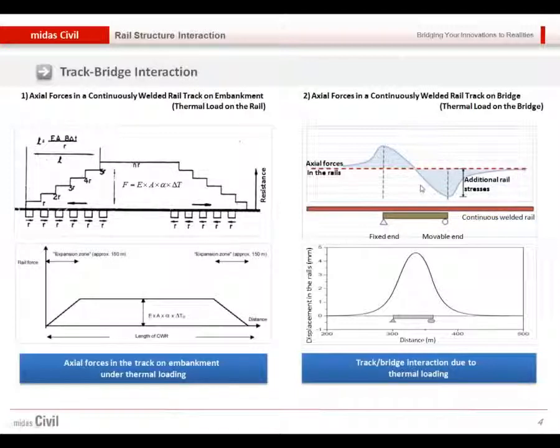In the case of the deck part, for the rail forces, if there is any thermal load, due to the temperature increase and decrease, the deck will be deformed. In this case, the rail deformation will be restrained by the shear resistance of the ballast. Therefore, the maximum deformation will occur at the center of the deck, as you can see from this picture, and the maximum and minimum axial force will occur at the end of the deck.